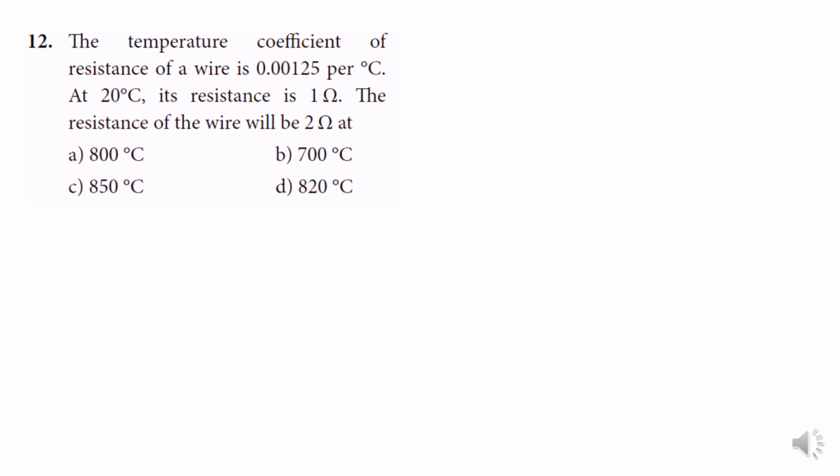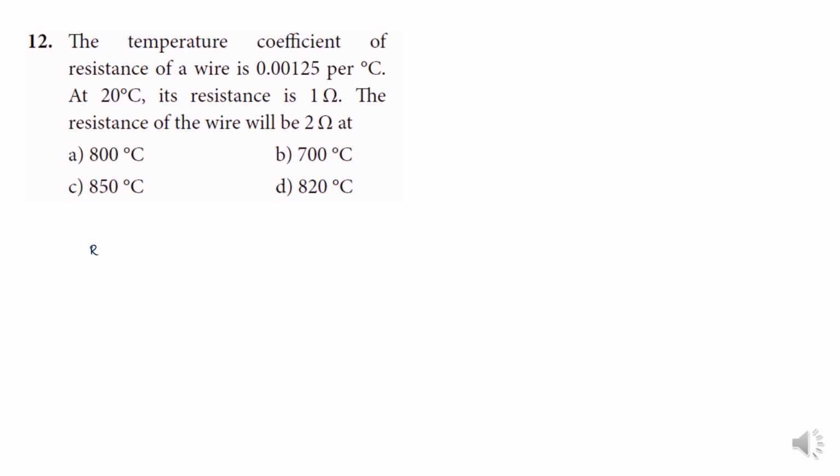Question number 12. The temperature coefficient of resistance of a wire is 0.00125 per degree Celsius. At 20 degrees Celsius, its resistance is 1 ohm. The resistance of the wire will be 2 ohm at what temperature? So we know the temperature dependence of resistance or resistivity, and we know the formula. If you recollect the formula, you can either go with rho or R, but what is given is R.